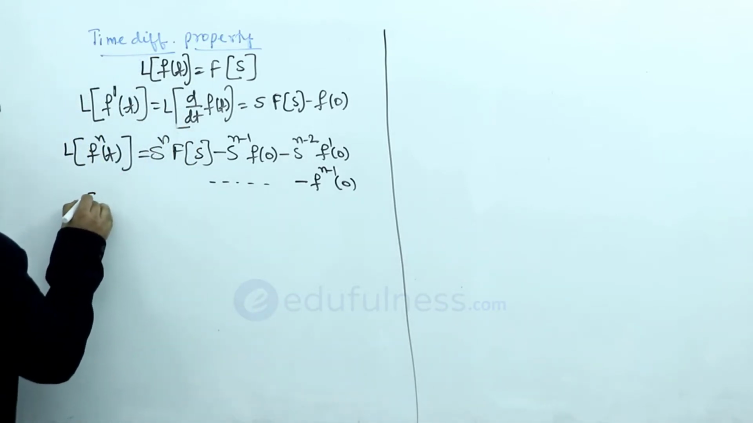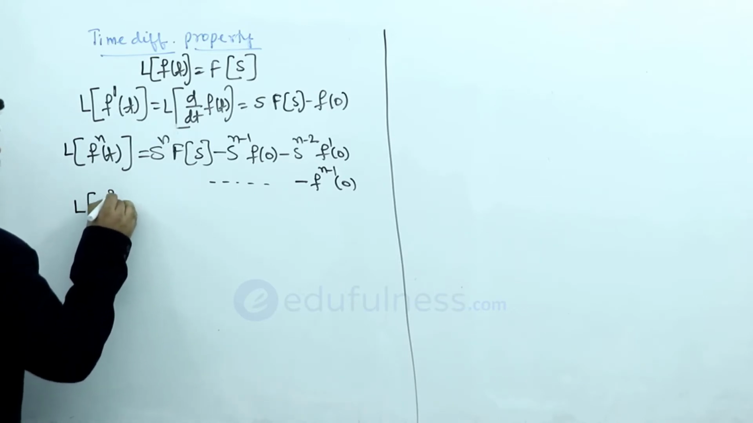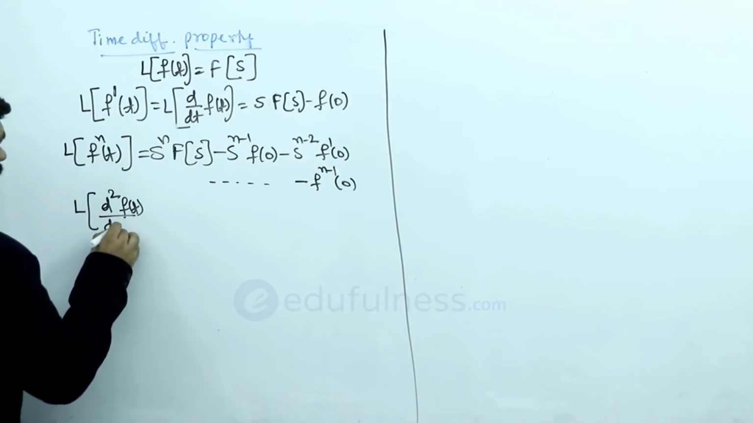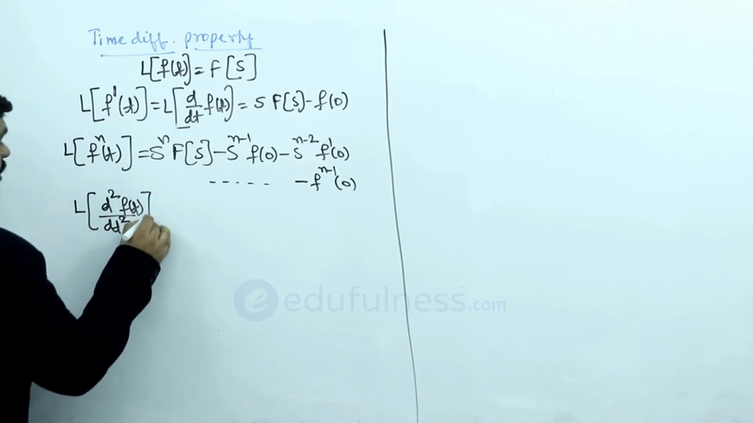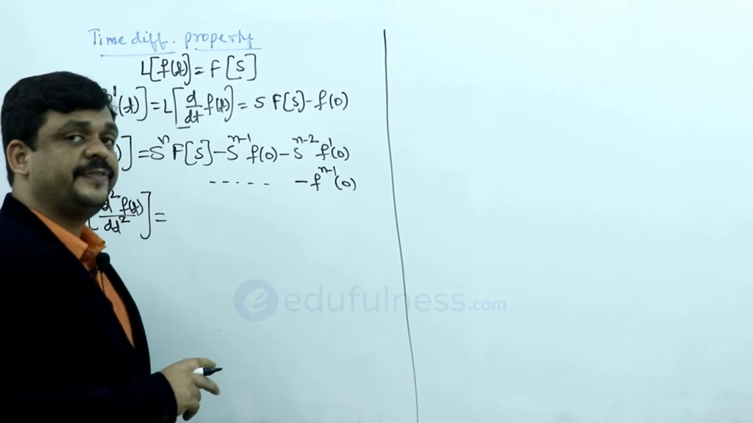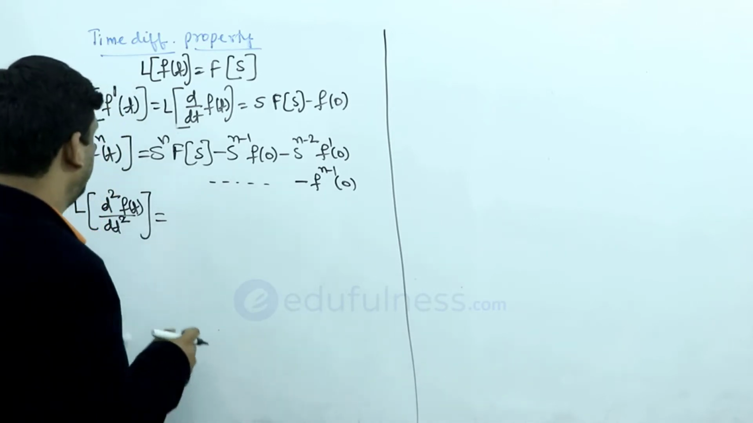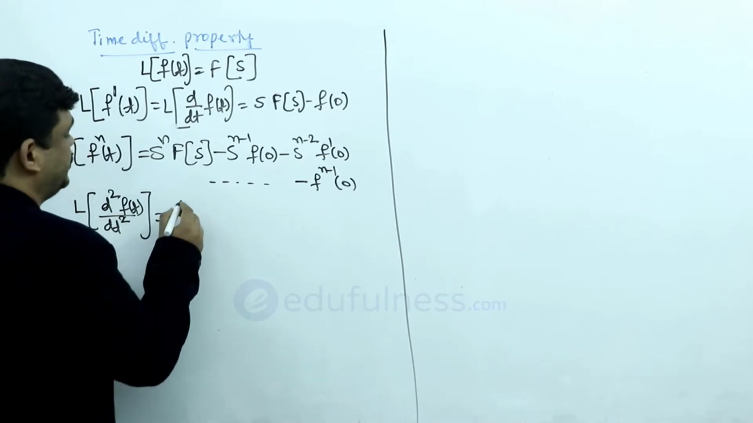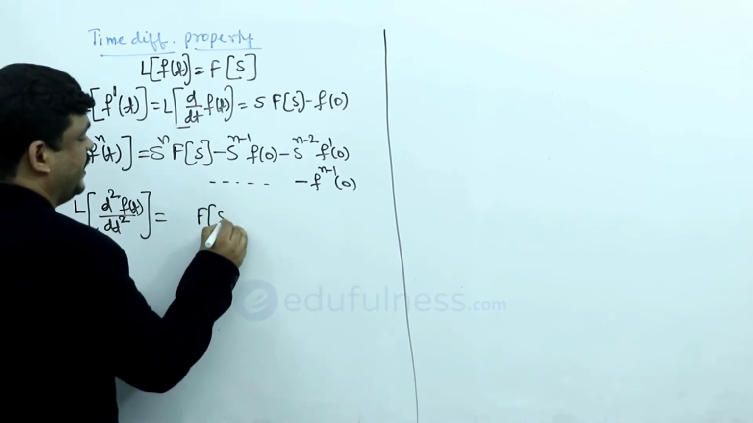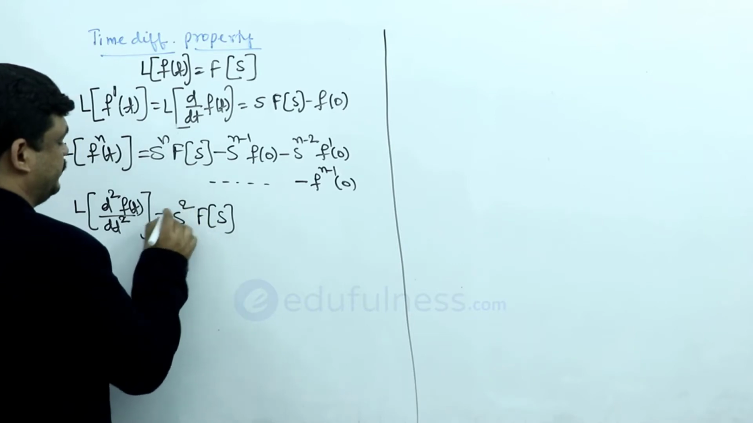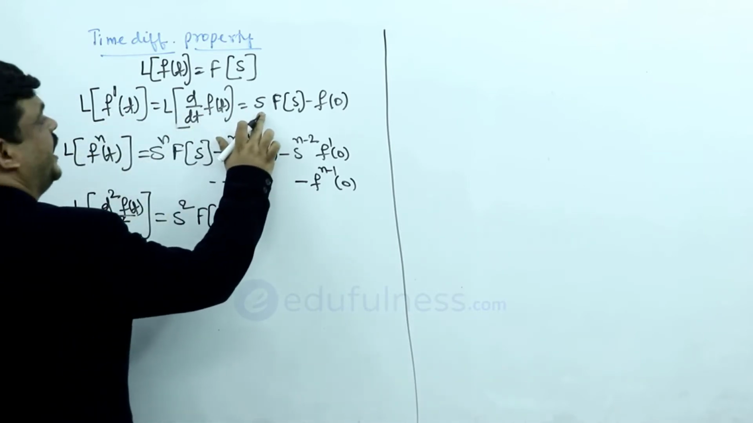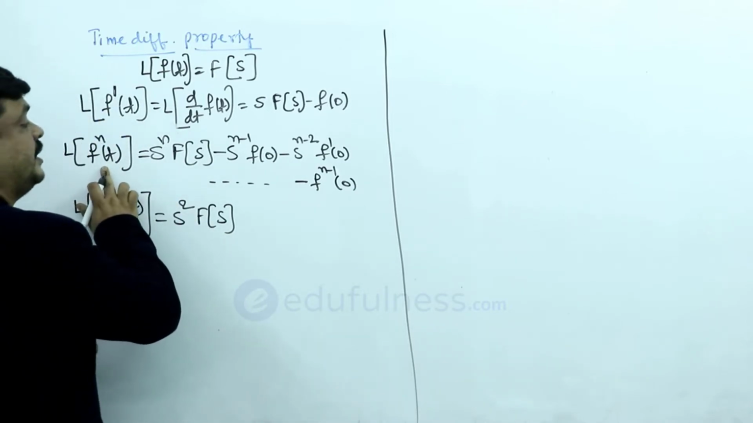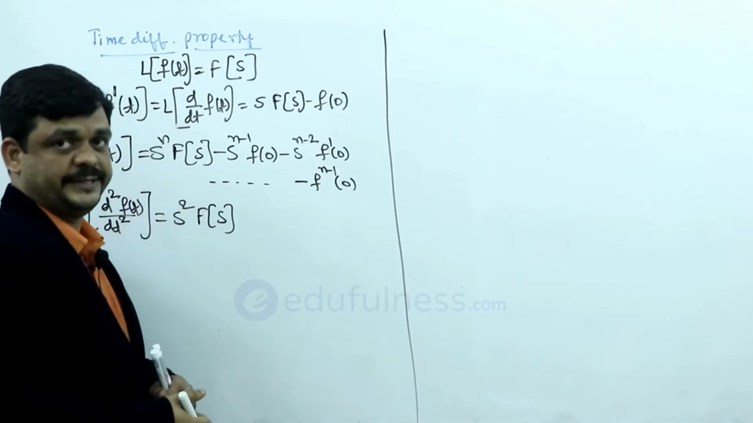Now Laplace transform of d square f of t by dt square. That means the f of t function is differentiated 2 times. So when the f of t function is differentiated 2 times in the time domain, in the frequency domain this F of s multiplies with s square, right? Here, one time differentiated, s multiplies; 2 times differentiated, s square multiplies; n times differentiated, s to the power of n multiplies.